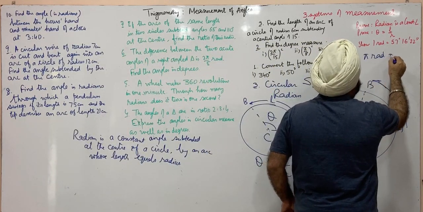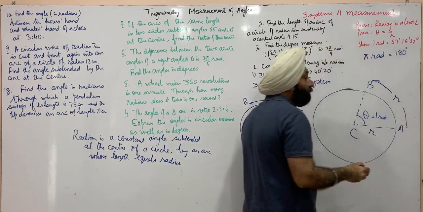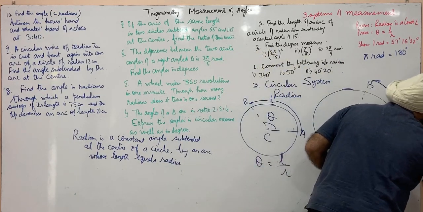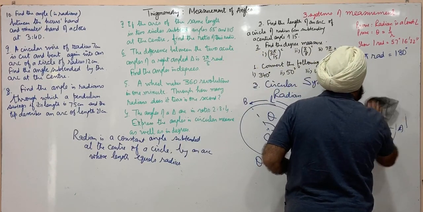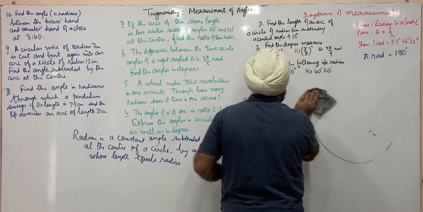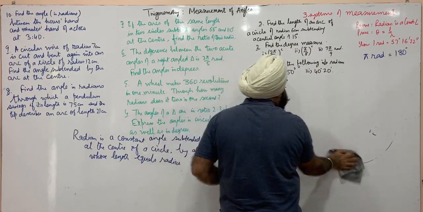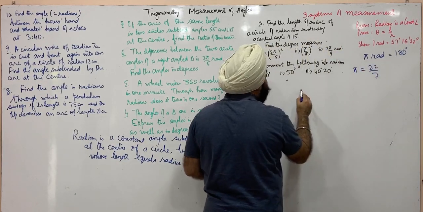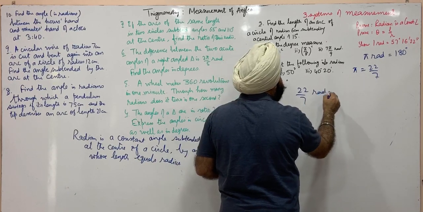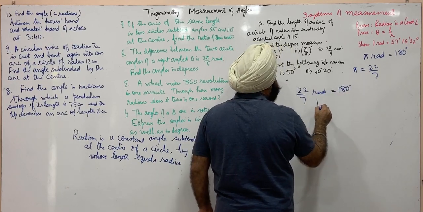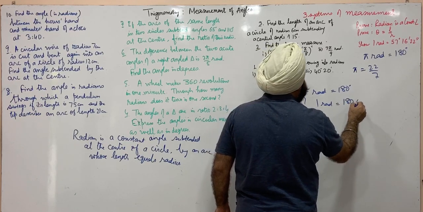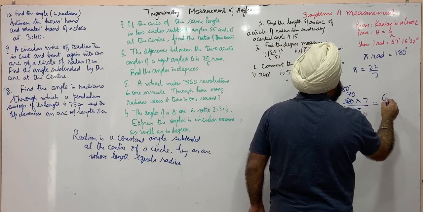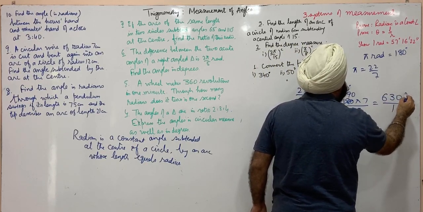Also, pi radians is 180 degrees. Pi radians is equal to 180 degrees. This gives us the value of a radian in degrees, minutes and seconds. Using the approximate value of pi equals 22 by 7, we have 22 by 7 radians equal to 180 degrees, or 1 radian is 180 into 7 upon 22. This is 630 upon 11 degrees.